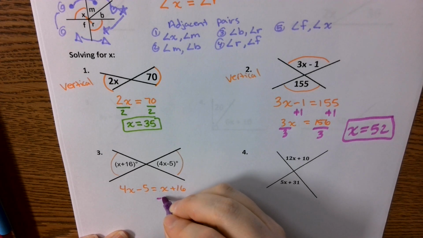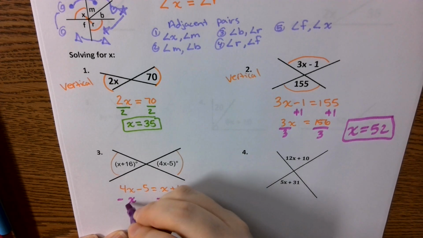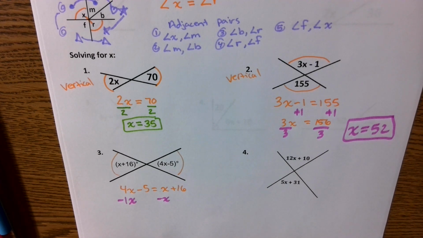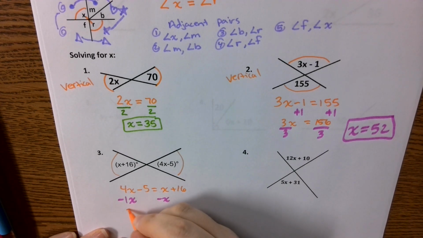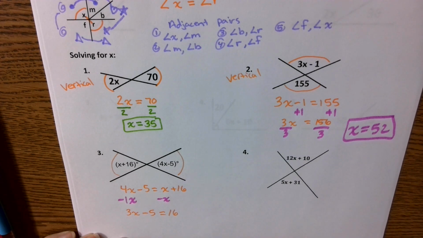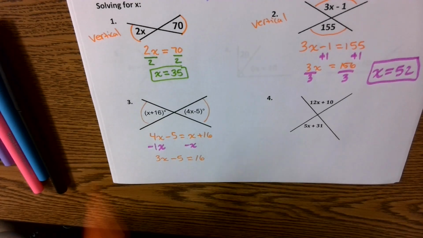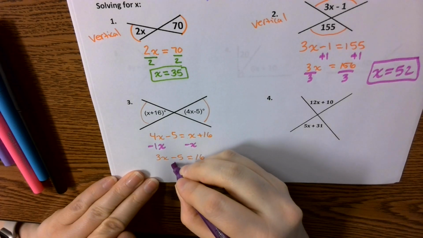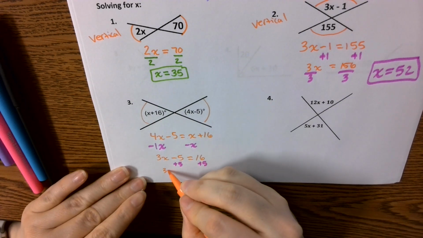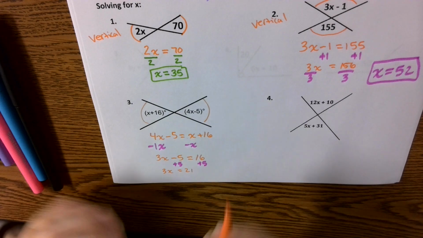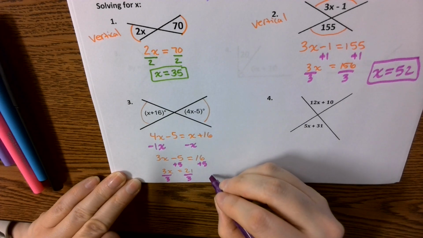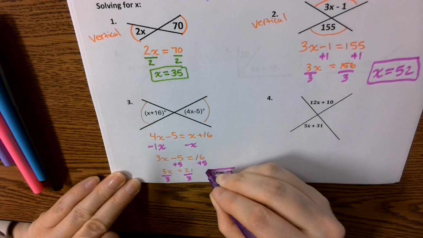So I'm going to go ahead and subtract an x from both sides. Remember, when I'm subtracting that x, it's like subtracting a single value of 1. So 4x minus 1x is going to give me 3x. I now have 3x minus 5 is equal to a positive 16. Okay, and then I can solve from there. I can add 5 to both sides. That'll give me 3x is now equal to 21. And then I would divide both sides by 3 and get that x is equal to 7.